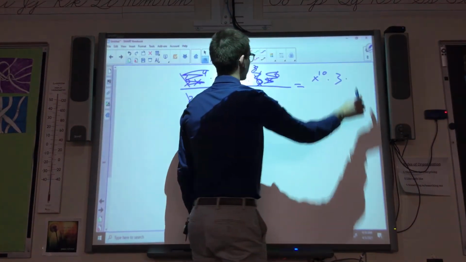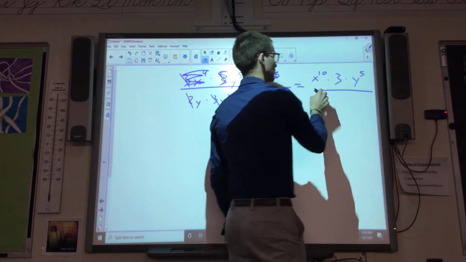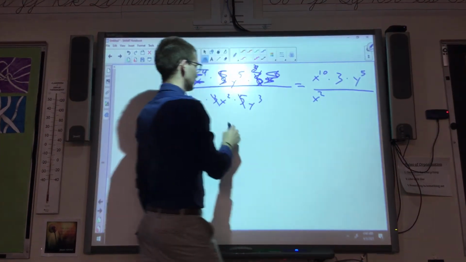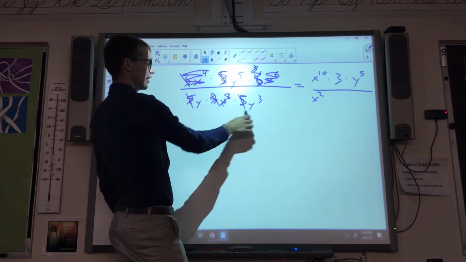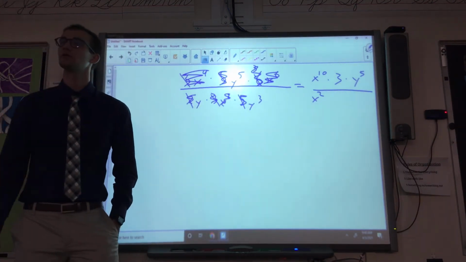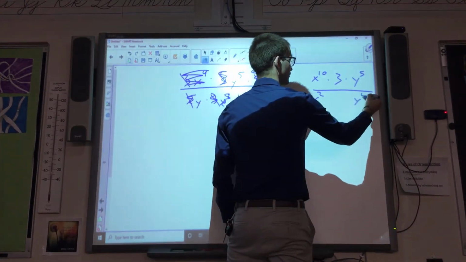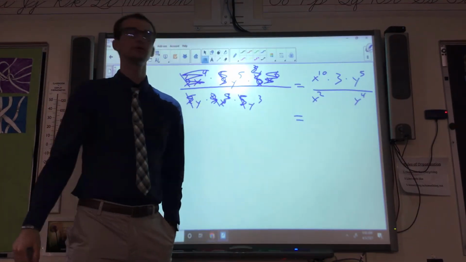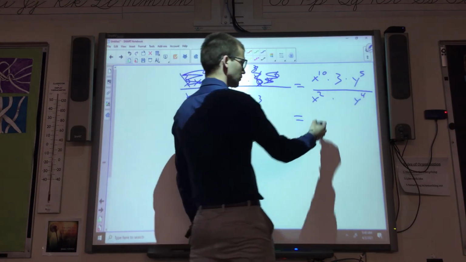I already have my x to the 6th, and I have my y to the 5th left. I have my x to the 2nd. I already got rid of this 3, this 2, and this 5. I have y plus y times y to the 3rd, which makes y to the 4th. X to the 10th over x to the 2nd is going to give me x to the 8th. Yep.